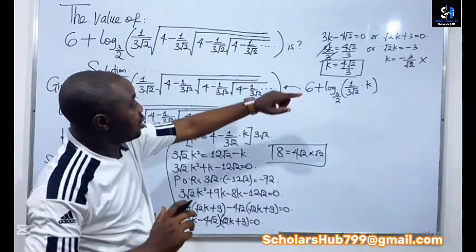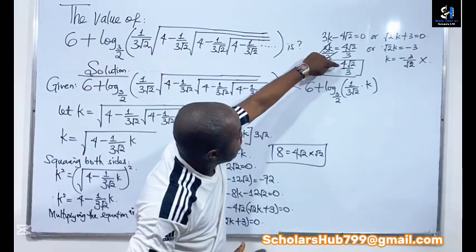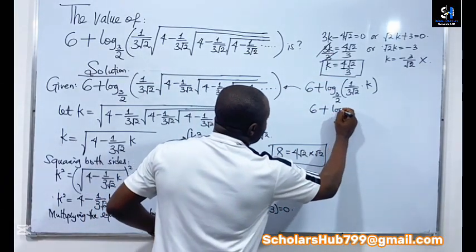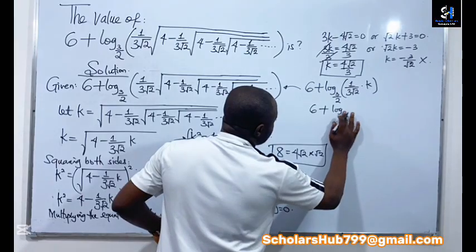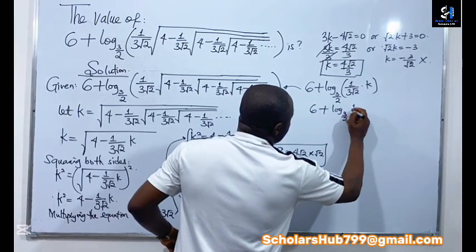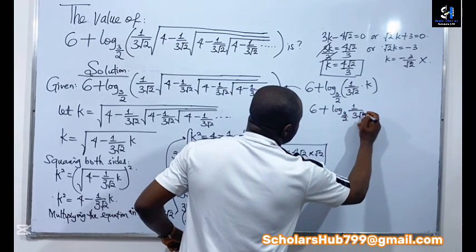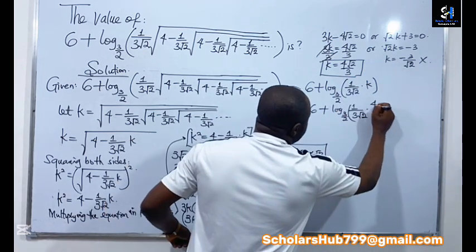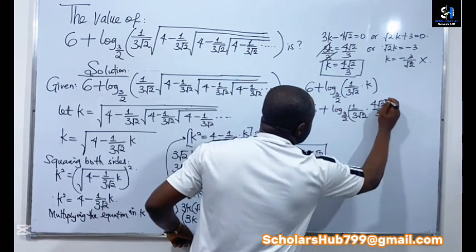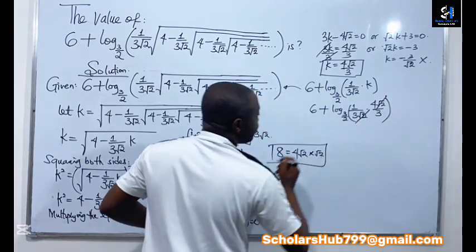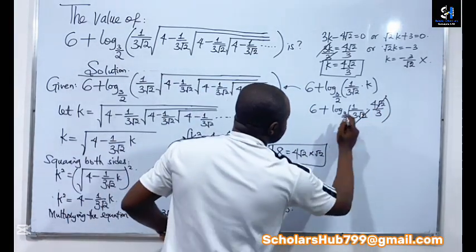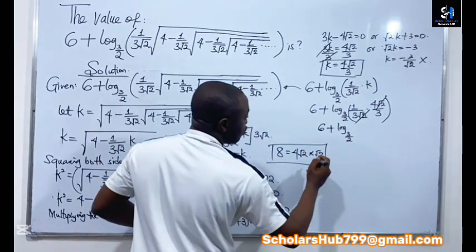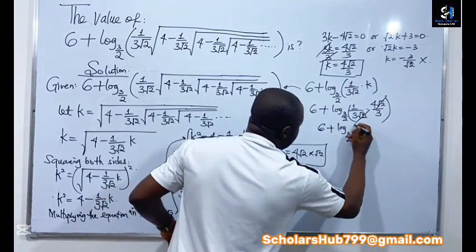Now, the value of k we got here is 4 root 2 over 3. So this will be 6 plus logarithm to base 3 over 2 of 1 over 3 root 2 multiplied by 4 root 2 over 3. So this will cancel this, and we'll be left with 4 times 1, that will be 4. So this is logarithm to base 3 over 2 of 4 over 9.